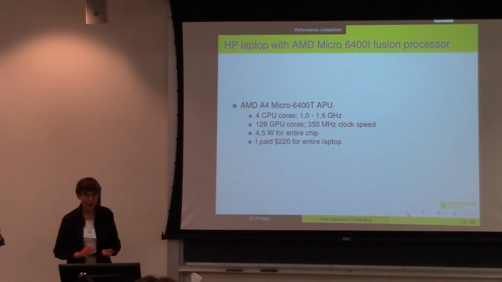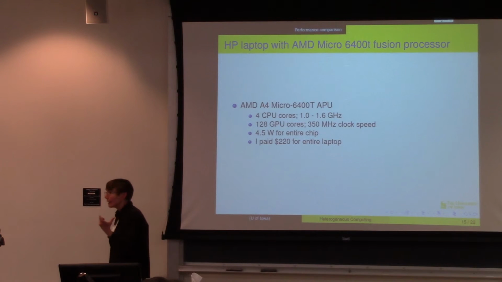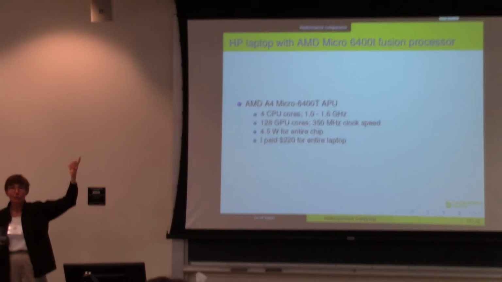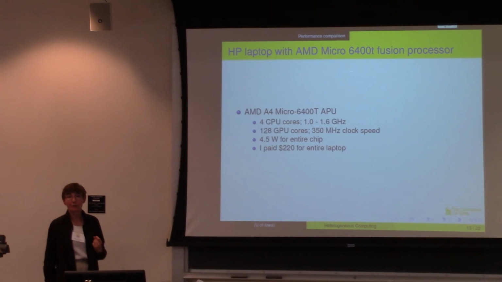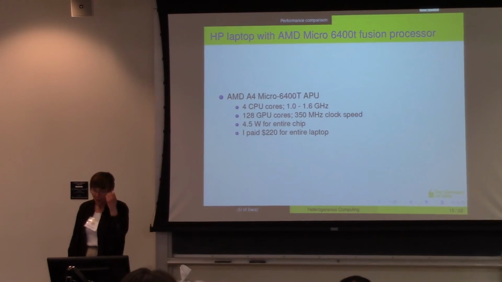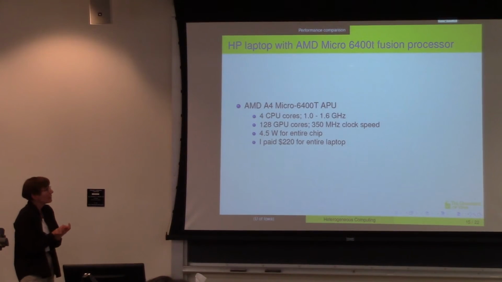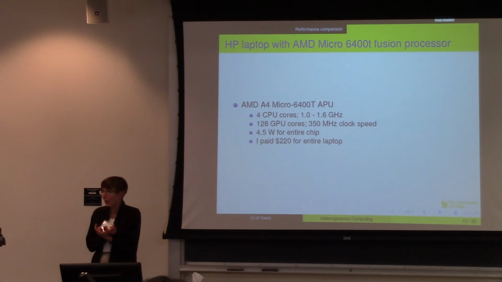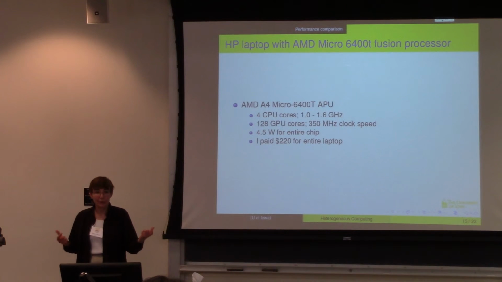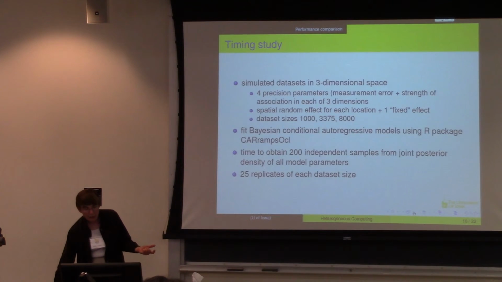The other piece of hardware is my netbook. Unlike the lab machine, whose processor draws 150 some watts, whose GPU draws an additional 62 watts, my netbook has a fusion processor, GPU and CPU together, which draw a whopping 4.5 watts. I paid $220 for the entire thing. Much slower cores, much slower and smaller GPU. But let's look at some results here.